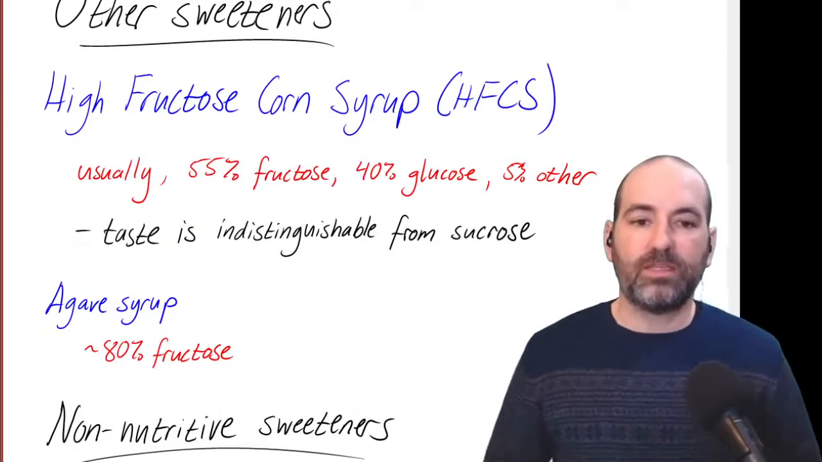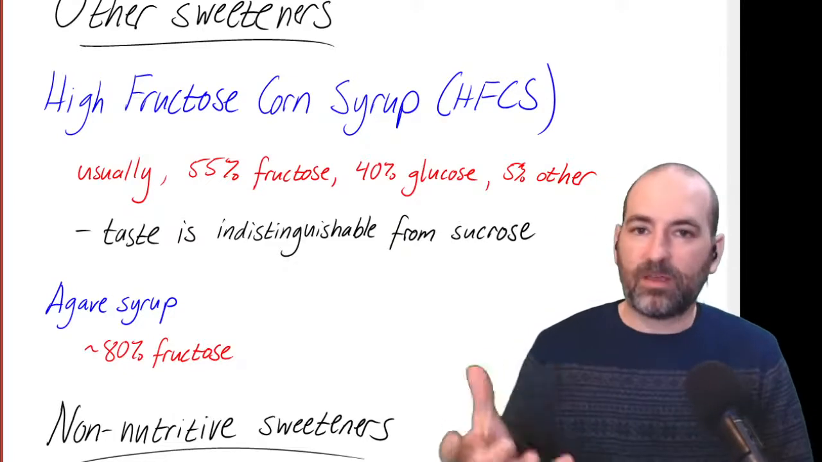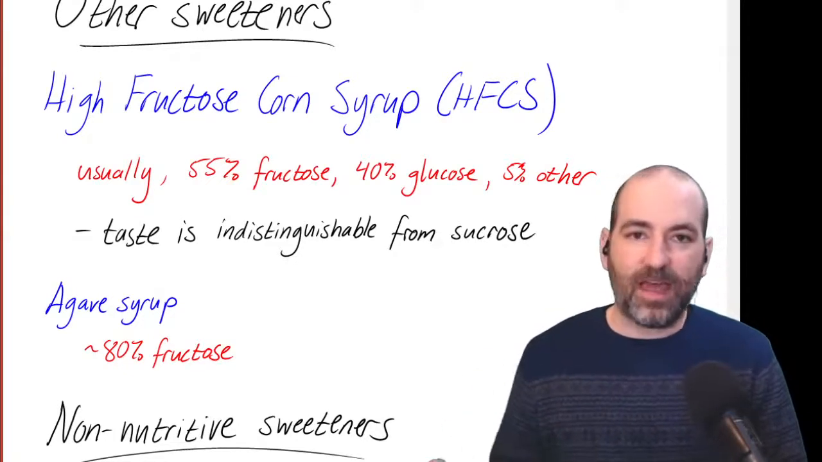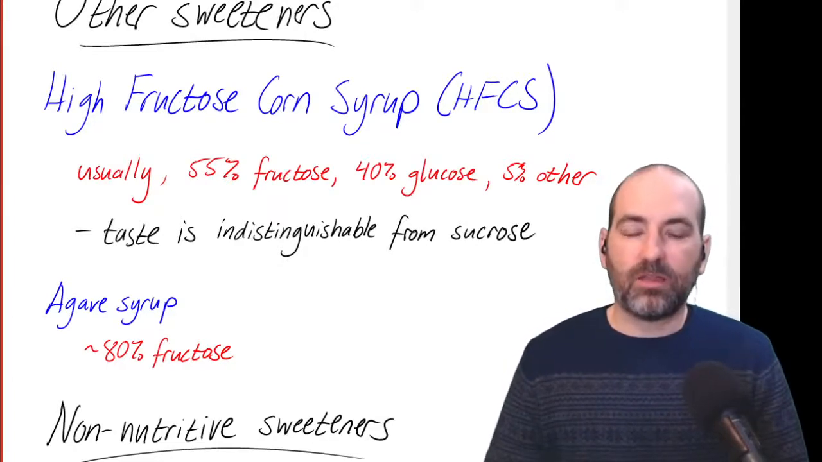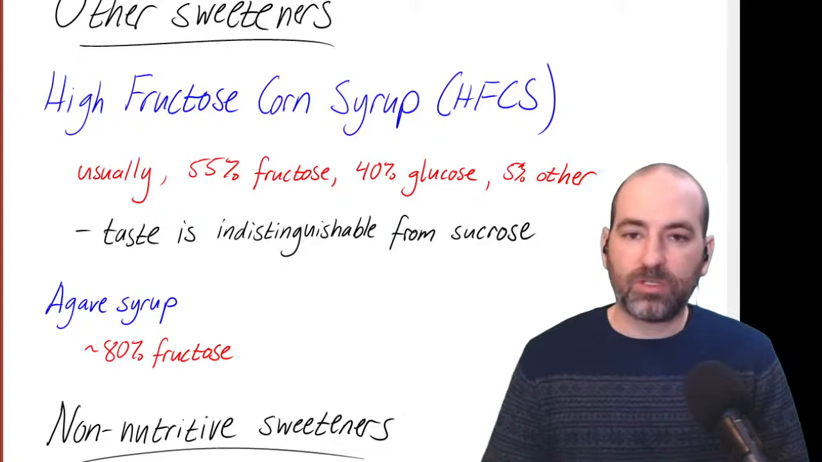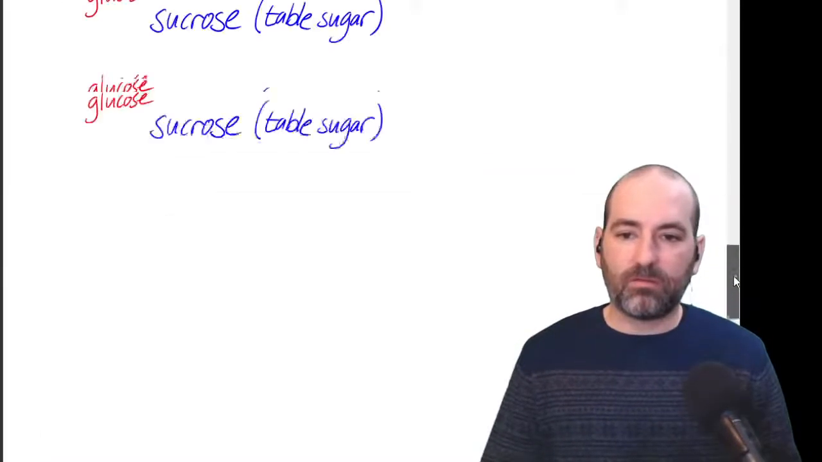What it is, you get the syrup from corn, which is regular corn syrup, like Karo syrup or something. If you ever tasted that, it's not as sweet as sugar. So what you can do is some chemistry to that corn syrup, and you end up kind of doing what we just talked about.